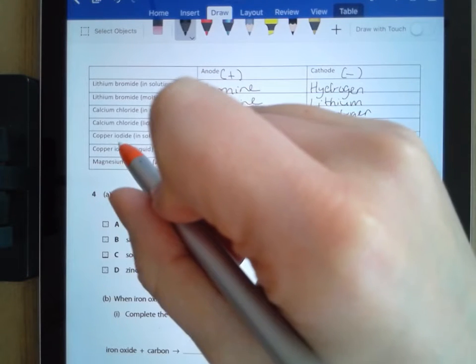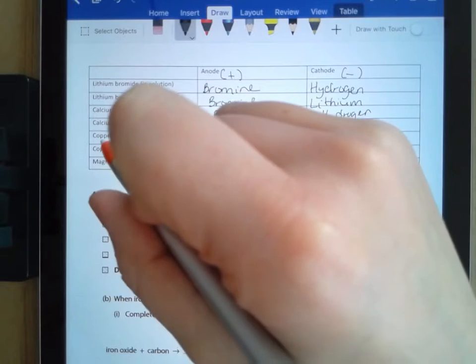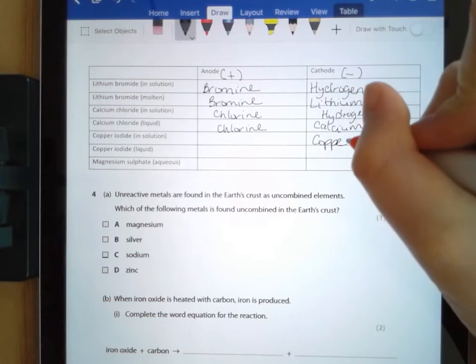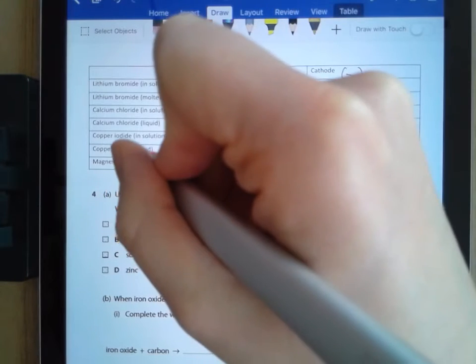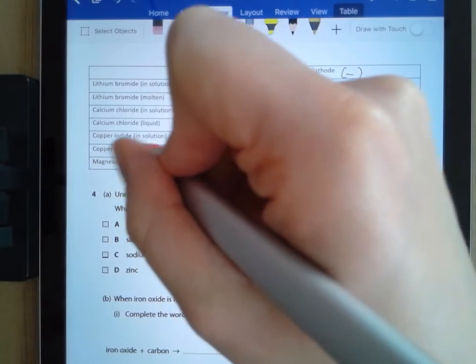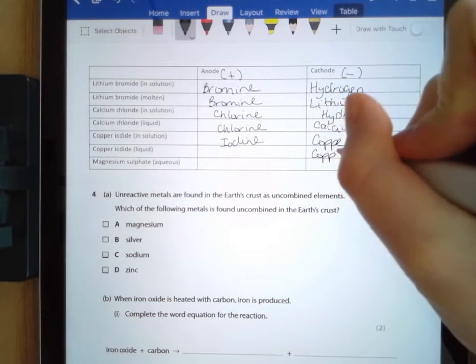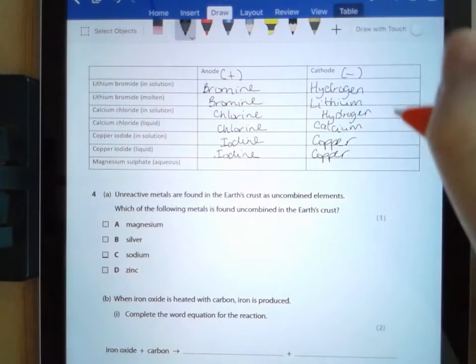The next one, copper iodide in solution. Again, in solution is the same as aqueous. This time the metal is copper. If the metal is copper, then copper will form at the cathode. And I've got iodine at the anode. Copper iodide liquid, okay, there's no water present. If it's just liquid, you've melted it. So copper is the metal, it's going to form at the cathode. Iodine will form at the anode.